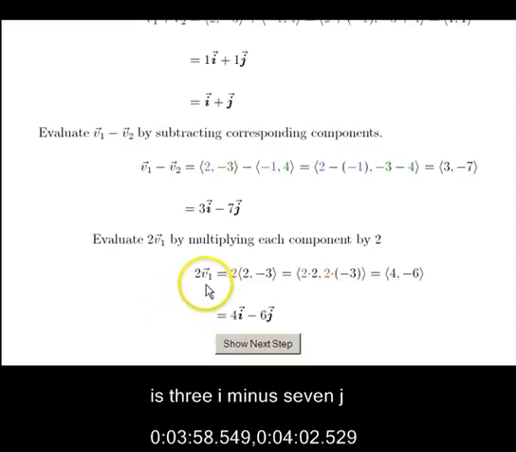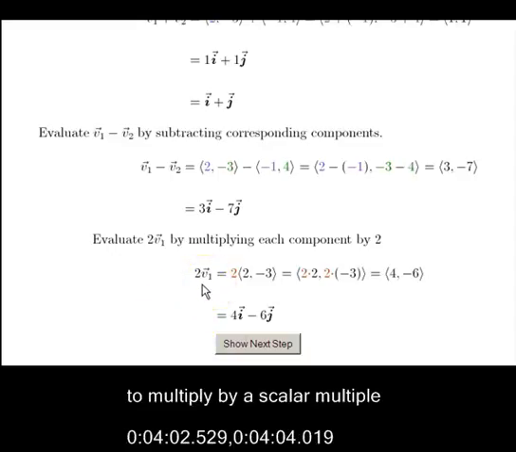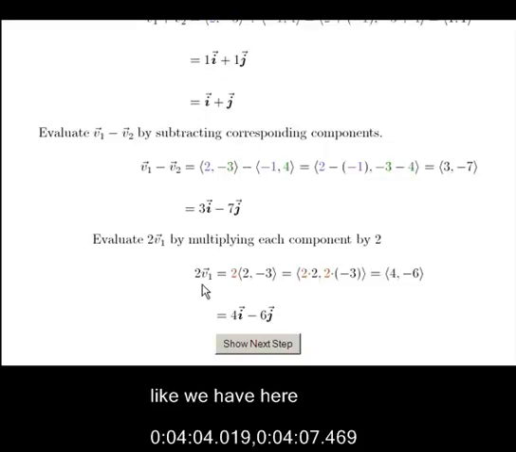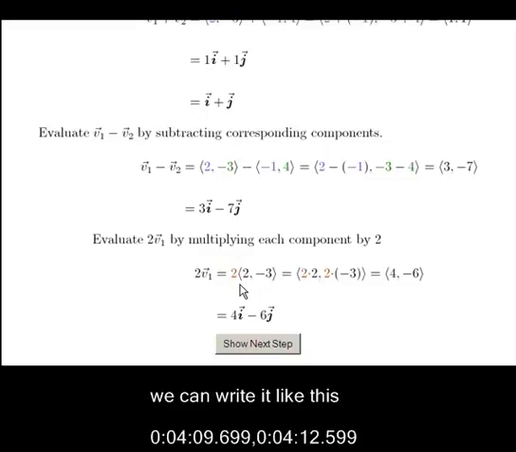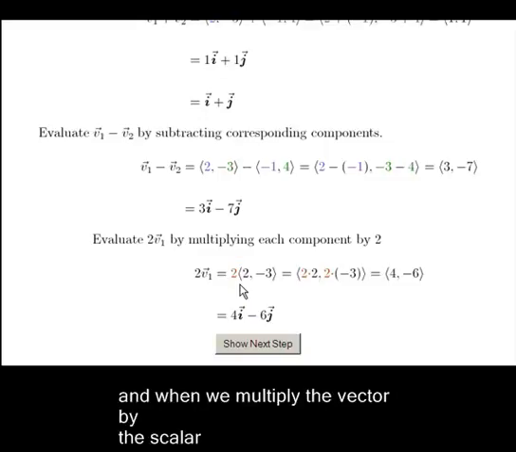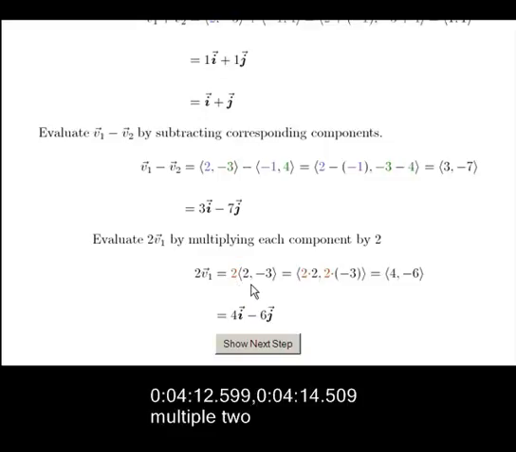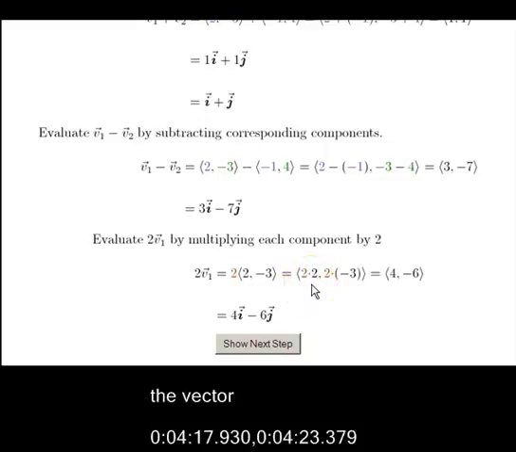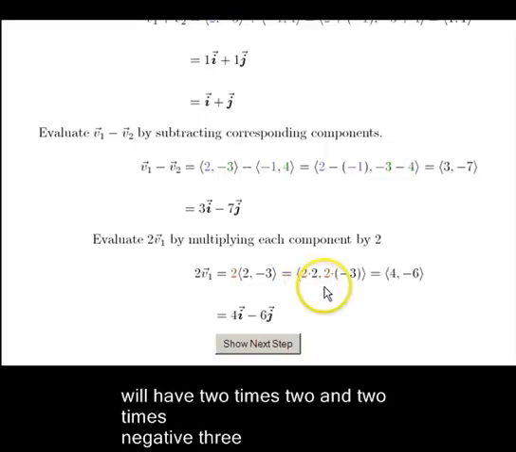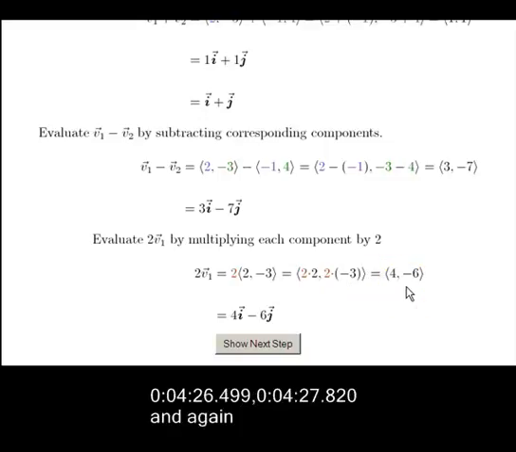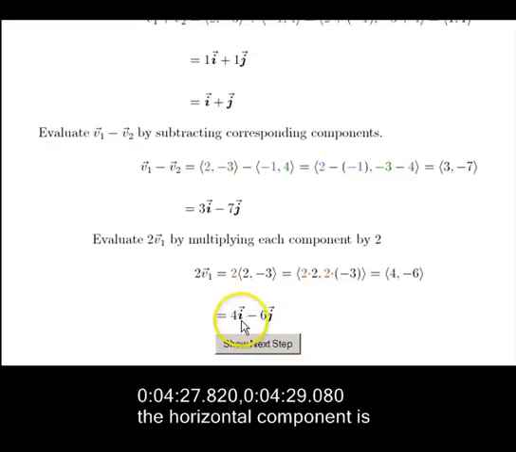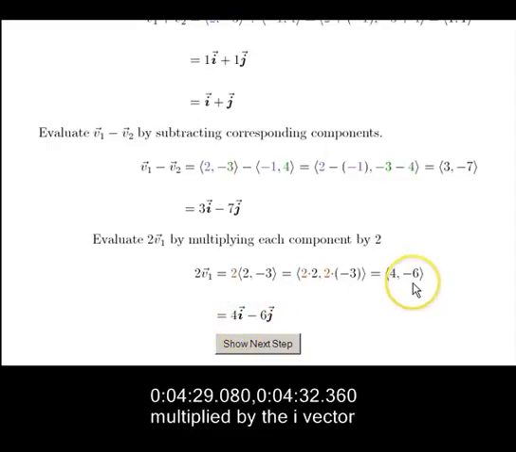To multiply by a scalar multiple, like we have here when we determine 2 times v1, we can write it like this, and when we multiply the vector by the scalar multiple 2, we're going to multiply each component within the vector. So we'll have 2 times 2 and 2 times negative 3 to give us 4, negative 6. And again, horizontal component multiplied by the i vector, vertical component multiplied by the j vector.